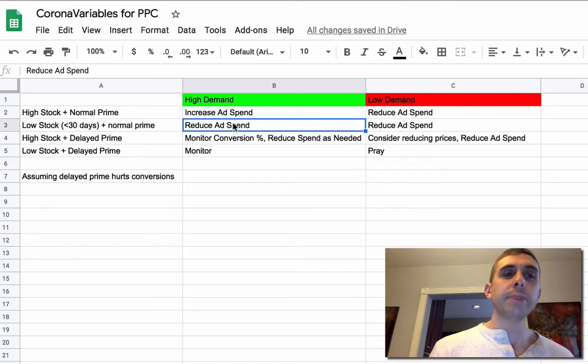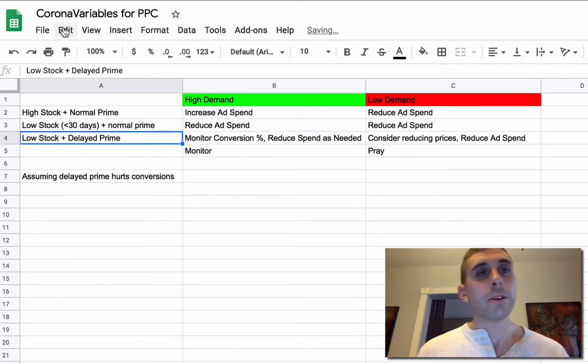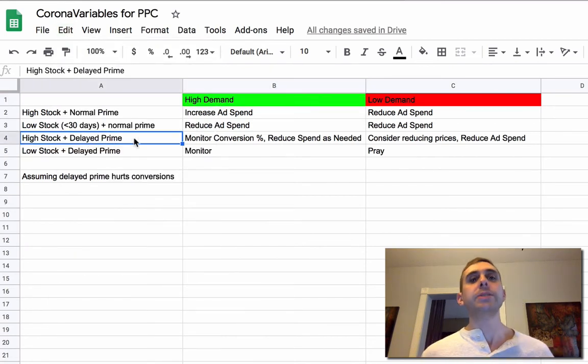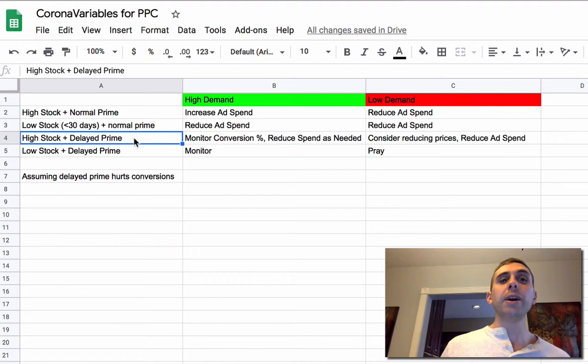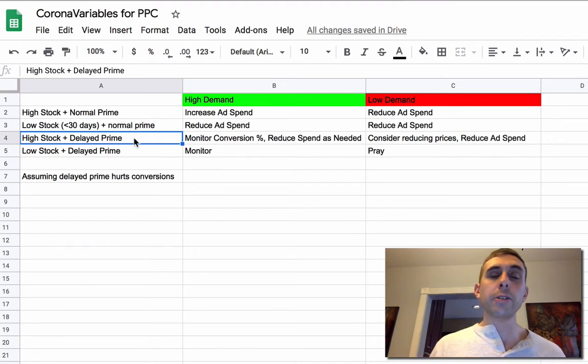Next, we have high demand, then we have high stock plus delayed Prime. High demand plus high stock and delayed Prime. So this basically means your product is selling really well, you have a lot of stock, but unfortunately now there's a delayed Prime of 30 days or more, which could definitely hurt your conversion rate.